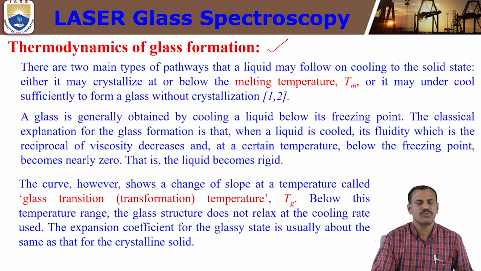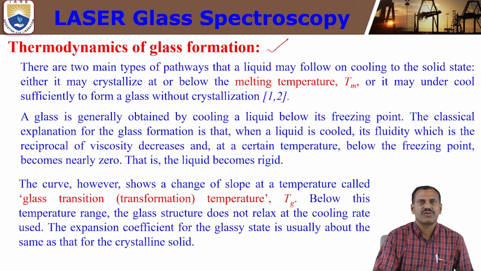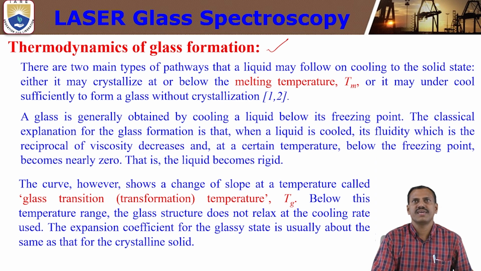Or it may be undercooled sufficiently to form a glass without crystallization. There is glass formation, and there is also a crystallization phase. That means glass will be formed below the melting temperature. That is very important. Glass is generally obtained by cooling a liquid below its freezing point.